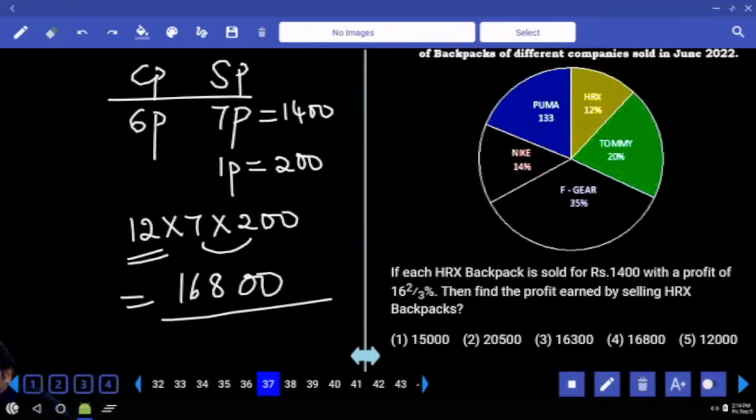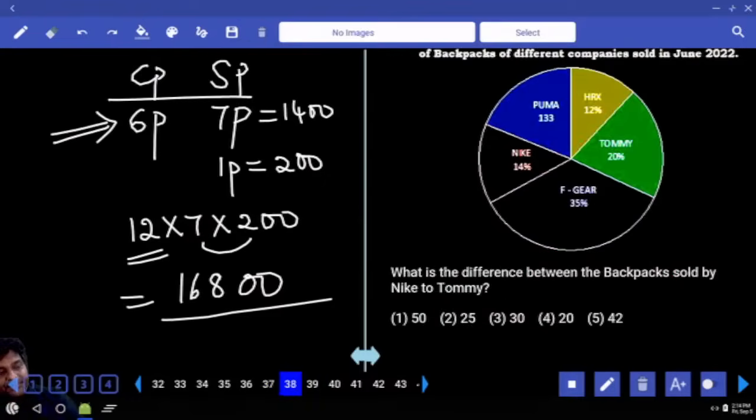Profit percentage is calculated only on cost price. But here they mentioned selling price. First get the relation between cost price and selling price. Then easily we can calculate profit. Is it okay? Right. What is the difference between backpacks sold by Nike and Tommy?